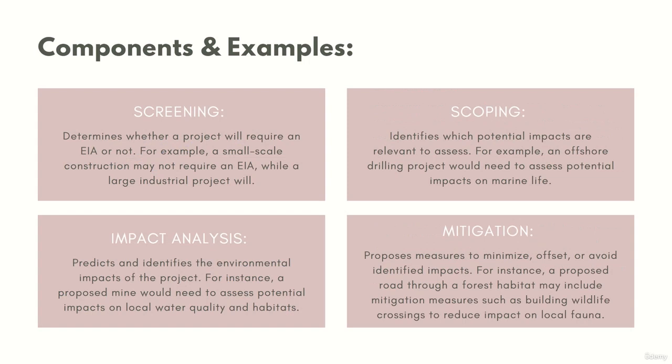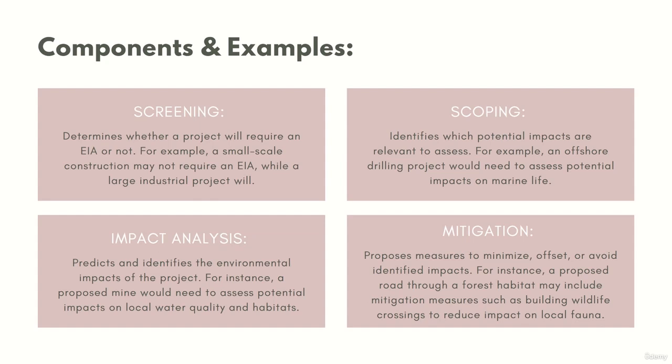There are different components and examples of environmental impact assessment: screening, scoping, impact analysis, and mitigation. Screening determines whether the project will require EIA or not. For example, a small-scale construction may not require environmental impact assessment. However, if the project is a big industrial project, it will require approval from the government.